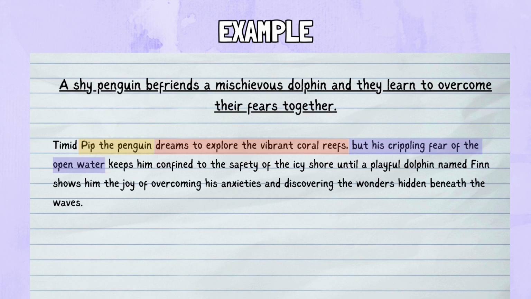We expanded this idea further into the following idea summary. Timid Pip the penguin dreams to explore the vibrant coral reefs, but his crippling fear of the open water keeps him confined to the safety of the icy shore, until a playful dolphin named Finn shows him the joy of overcoming his anxieties and discovering the wonders hidden beneath the waves. This example idea summary highlights the main characters, what Pip the penguin wants, and why he can't get what he wants due to his crippling fear of the open water. This gives us a solid foundation to work from as we develop our picture book further.